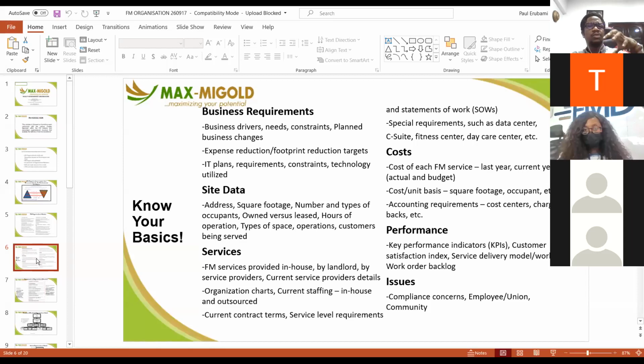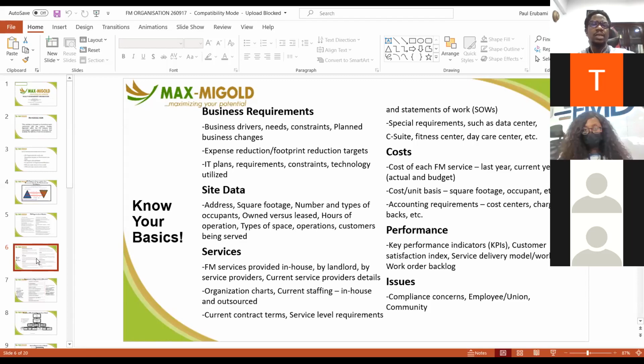So the FM needs to know, these are the facilities I have. How will these facilities that I have meet the requirements of the business? And then you look at the services that you provide. The two things that we provide as FMs are basically space and services. So in looking at this outline of Know Your Basics, I know the business, I know the spaces we have, I know the spaces we will need because I know the trajectory the business is going now. What services am I going to provide for the spaces and the people of the business?